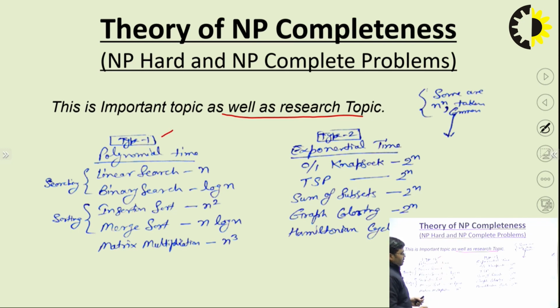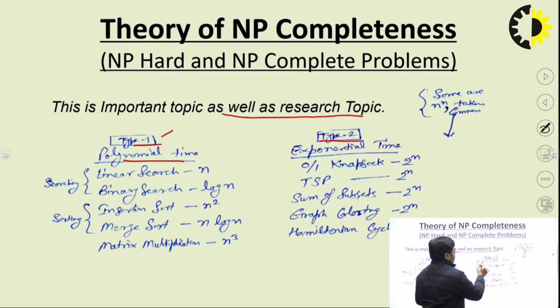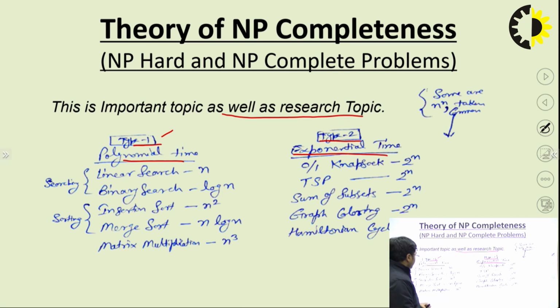We have studied various problems which I have described in two types, type 1 and type 2. Type 1 problems are those which can be solved in polynomial time, and type 2 problems are those which can be solved in exponential time. For example, for searching, we have linear search which takes time n, or we can say order of n.